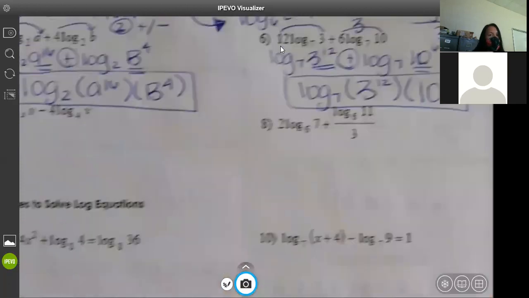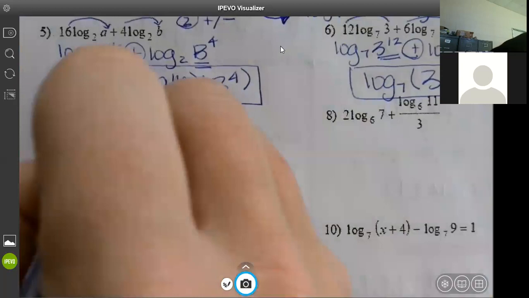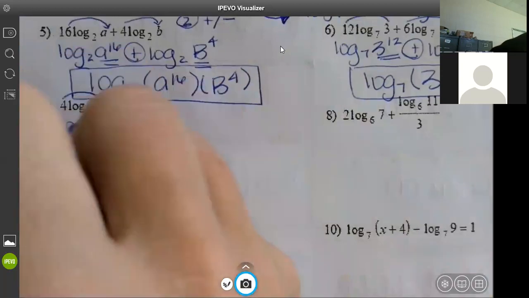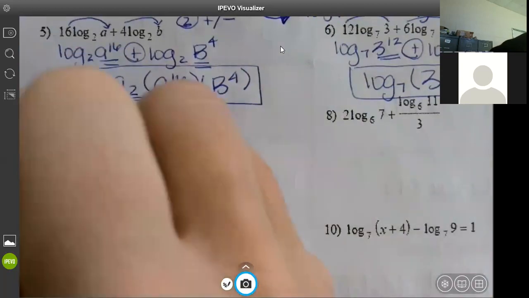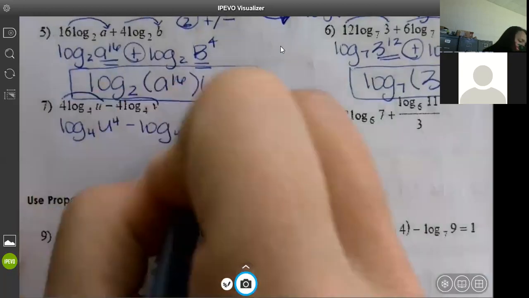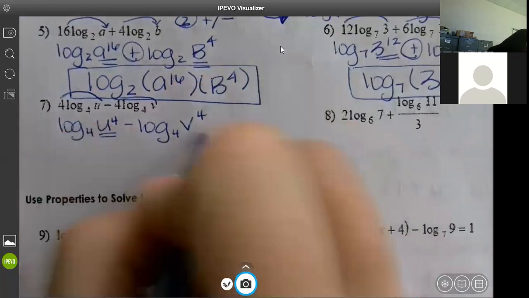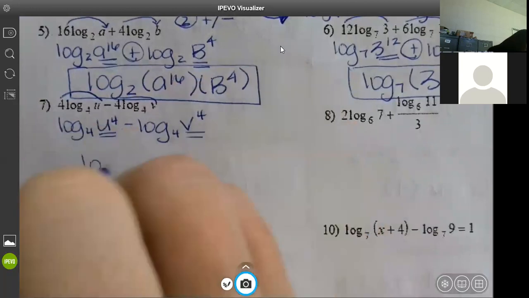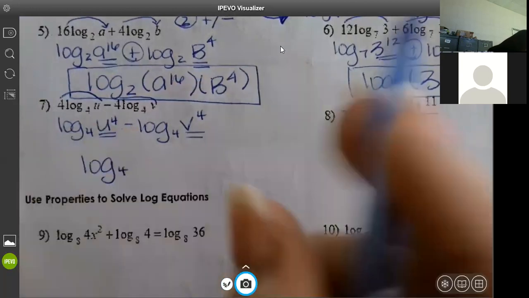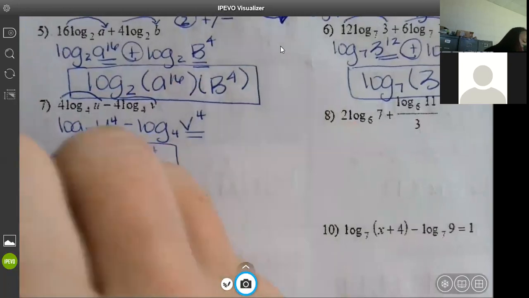Number 7 is a subtract. Do the same thing, numbers in front, move to the back. So we're going to have log base 4 of u to the 4th minus log base 4 of v to the 4th. We have a minus. Minus is the same thing as divide, so we're going to divide these two. So 1 log base 4. U to the 4th is going to be on the top, v to the 4th on the bottom.